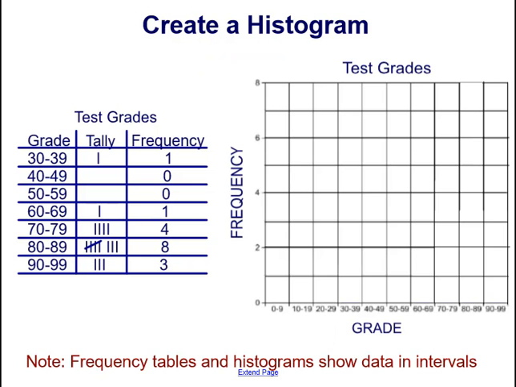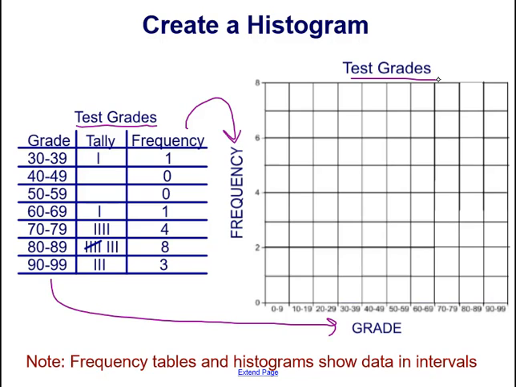Frequency tables and histograms both show data in intervals, so we can go directly from one to the other. So here is the frequency table of test grades that we were using in a previous example. We can use this to make a histogram. The interval that's in the left column is going to now be the x-axis, or down at the bottom of our histogram, and the frequency, which is in the right column, is going to be our y-axis, or on the side of our histogram.